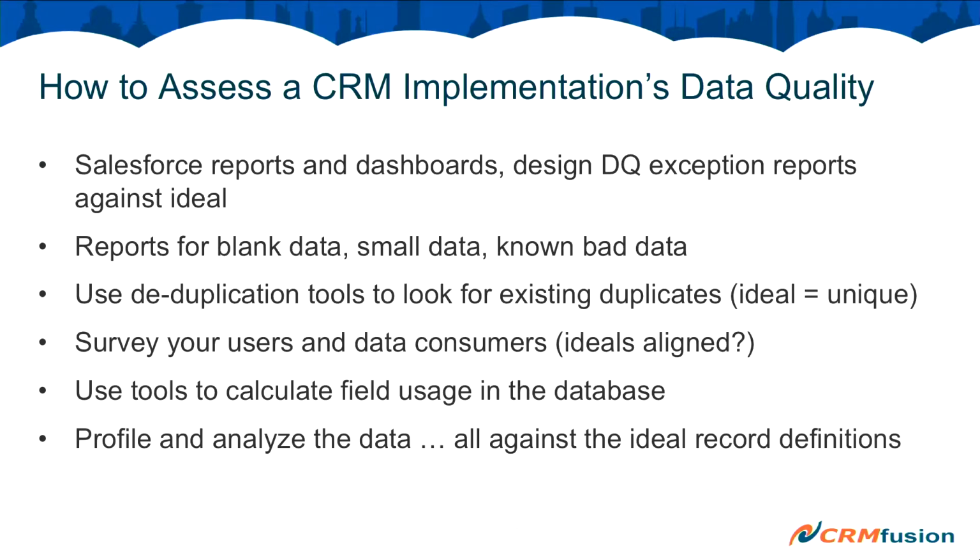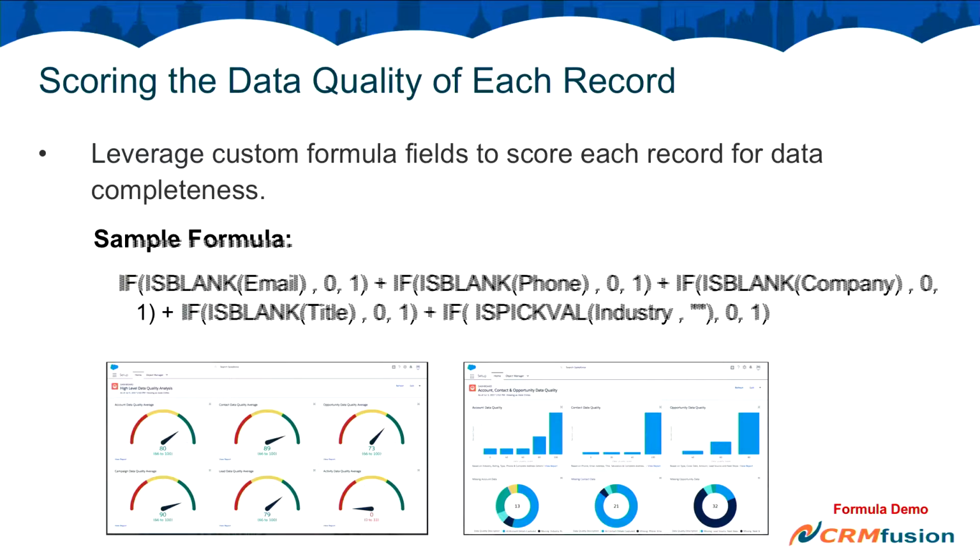It's all about profiling and analyzing and always keeping this ideal record in mind and being able to compare those two together. Here's a little trick that you can do: a simple little Salesforce formula field. A formula that analyzes, in my case, 5 of what I thought were the most important fields on my account record. So this formula simply gives 1 point if the email is populated, another point for the phone number, another point for the company, another point for the title, and another point for the industry. So basically, this field is going to be a number from 0, representing terrible data quality in my world, to 5, being good data quality.